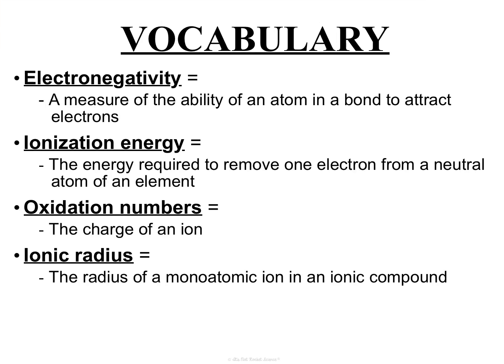Okay, and we talked a lot about electronegativity, which measures the ability of an atom in a bond to attract electrons. We talked a little bit about ionization energy, the energy required to remove an electron from a neutral atom of an element, oxidation numbers, which are on my big periodic table if you need to look at it, but it's the charge of an ion, and the ionic radius is the radius of a monoatomic ion in an ionic compound. Lots of stuff on here.